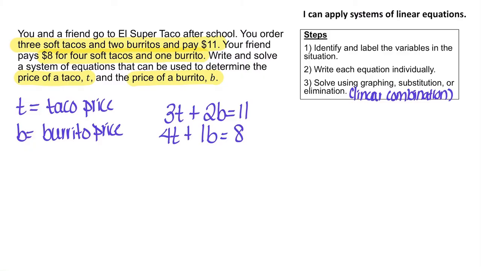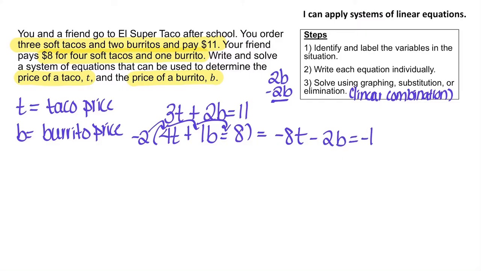If I had my ideal situation, maybe I'd have something like a 2b and a minus 2b, right? So I want to think about how I can multiply one of my equations in order to get that minus 2b. Well, if I take this second equation and I multiply everything by negative 2, I can maybe get that minus 2b. I can actually multiply every single term in this equation by negative 2. My new equation would become negative 2 times 4t, which is negative 8t, and then negative 2 times 1b, which would be minus 2b, and then negative 2 times 8, which is negative 16.